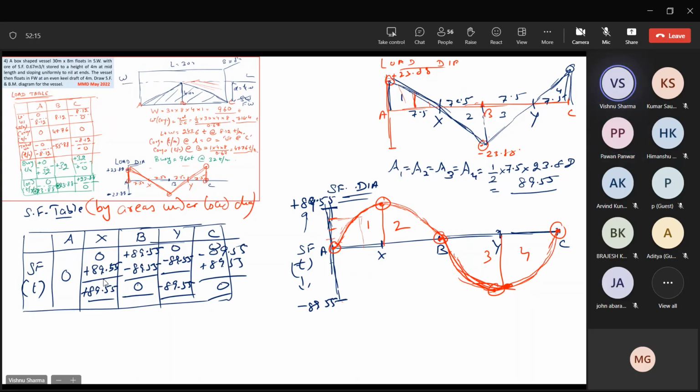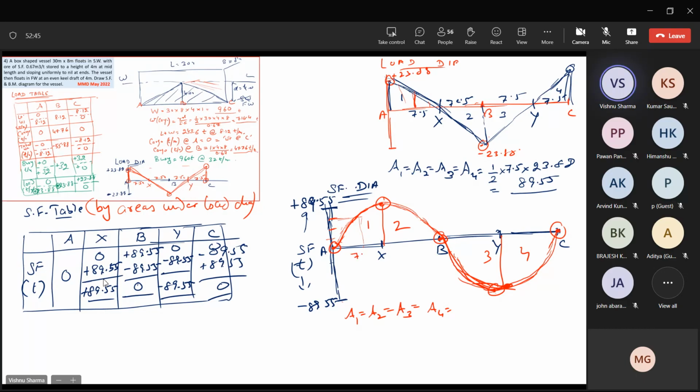Same thing, integrating from base to vertex or vertex to base. Is that clear, beta? ठीक है सर, थैंक यू. Okay. Now for BM, guys, same way. Guys, any questions up to SF? For BM, we will calculate here area A1 will be equal to area A2 will be equal to area A3 will be equal to area A4. And this area we will calculate by Simpson's rule 1.